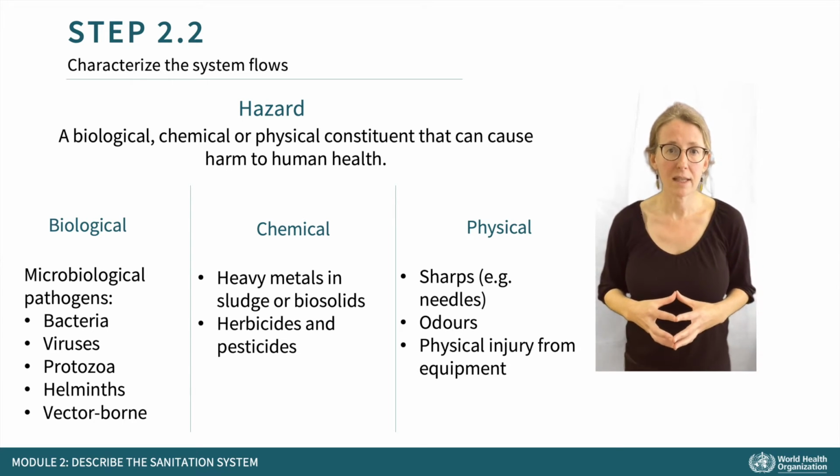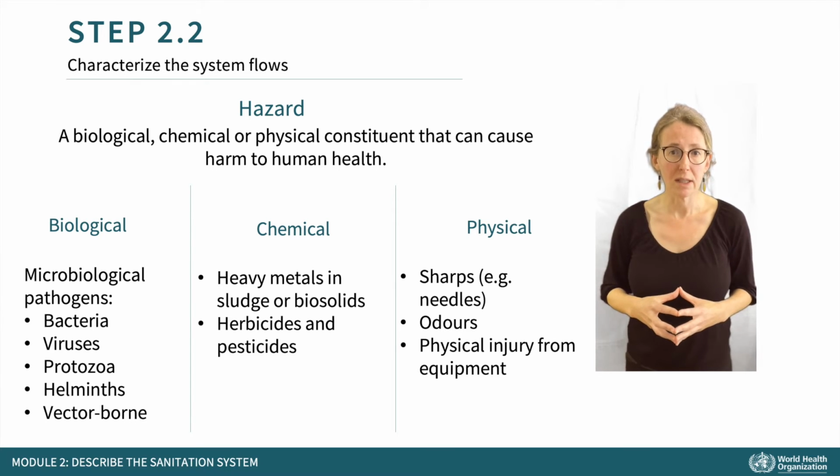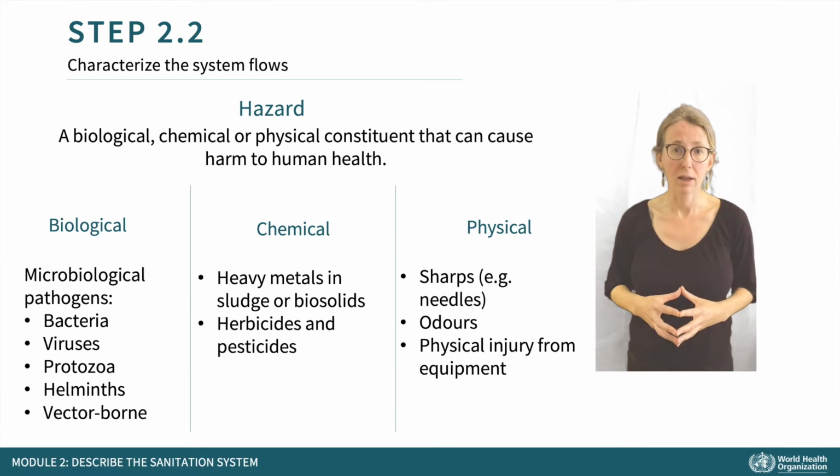When characterizing system flows, the team should focus on what comes in and what goes out at each step of the chain. The team should also record how load quantity and concentration varies, for example, during heavy rain or flooding.